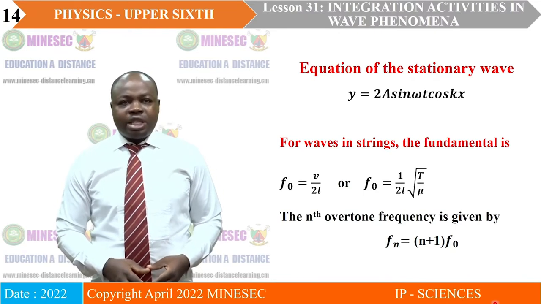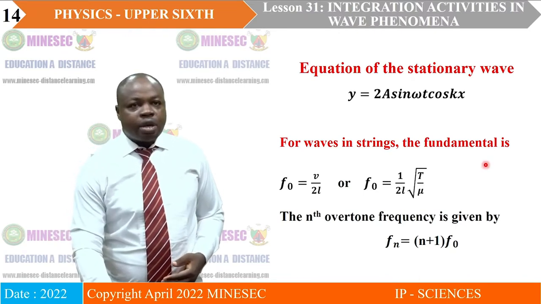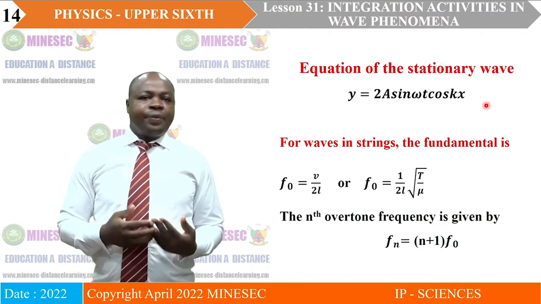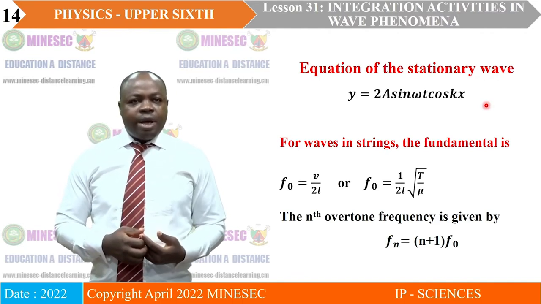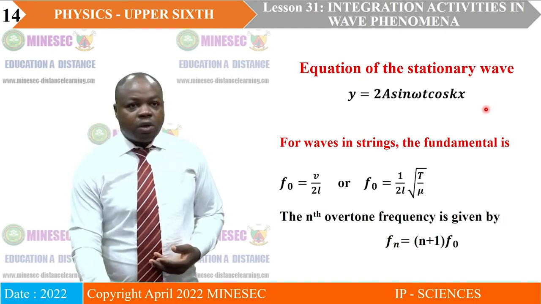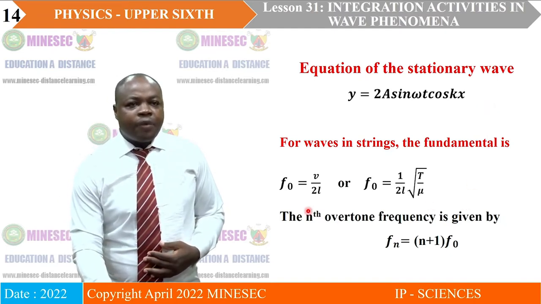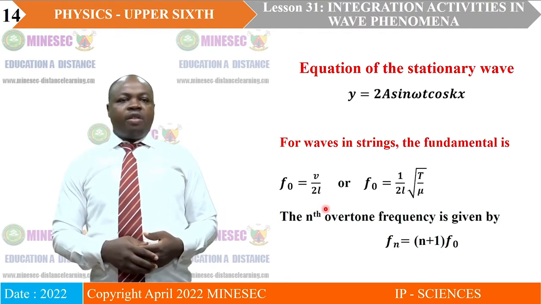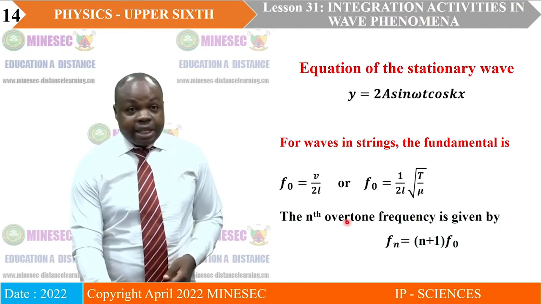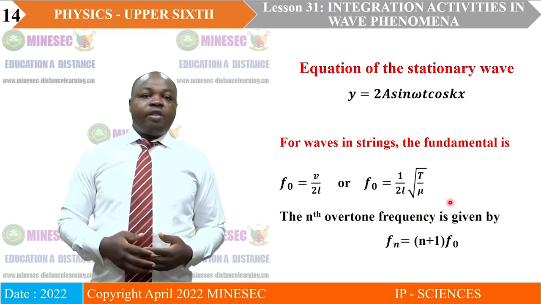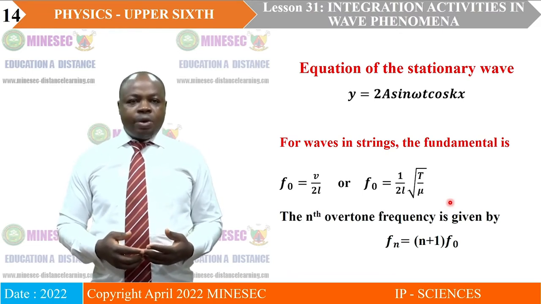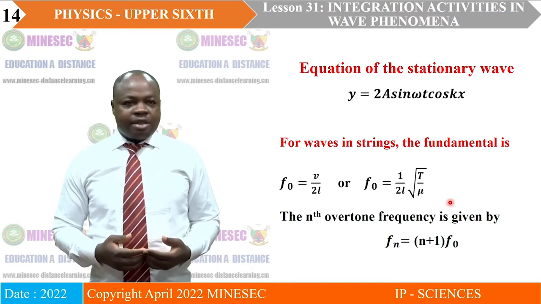We equally have the equation of a stationary wave, which is obtained by combining two progressive waves traveling in opposite directions with the same frequency and amplitude. And it is y equal to 2a sin ωt cos kx. And for stationary waves in a string, their fundamental frequency is obtained as v over 2L, where L is the length of the string. Now, the fundamental frequency is equally calculated as 1 over 2L times the square root of T over μ, where T is the tension in the string, and μ the mass per unit length of the string.